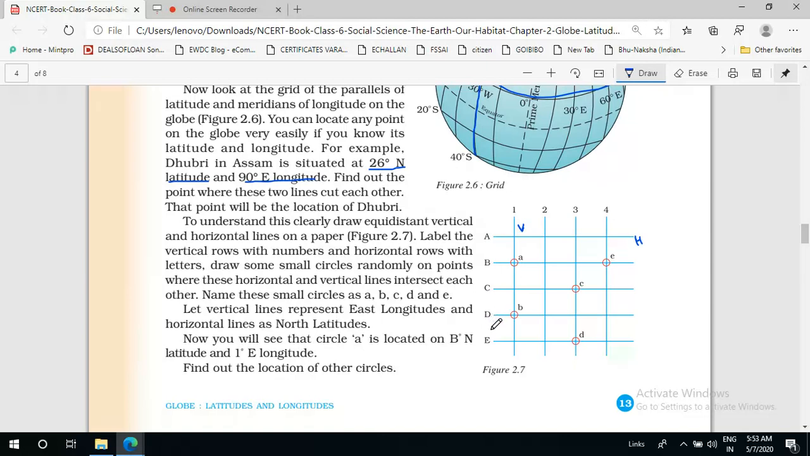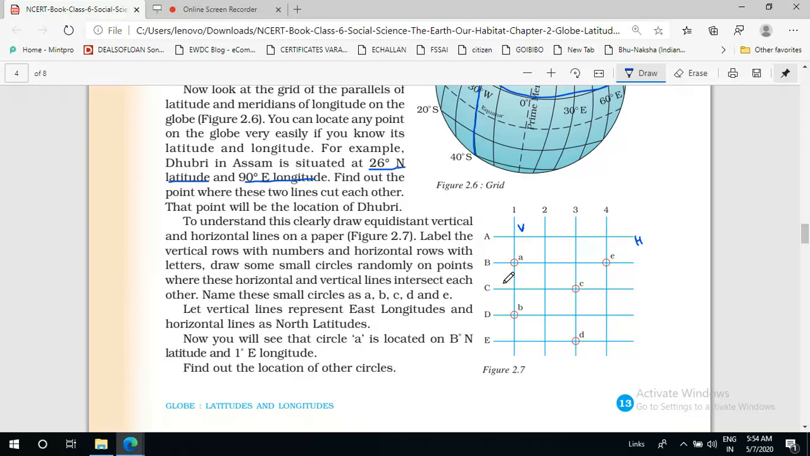And when we are drawing the lines, we must remember that it should be equidistant. There should be equal distance between 1 and 2, and 2 and 3, and 3 and 4. All of these should be equidistant. In this way, the horizontal lines should also be equidistant.